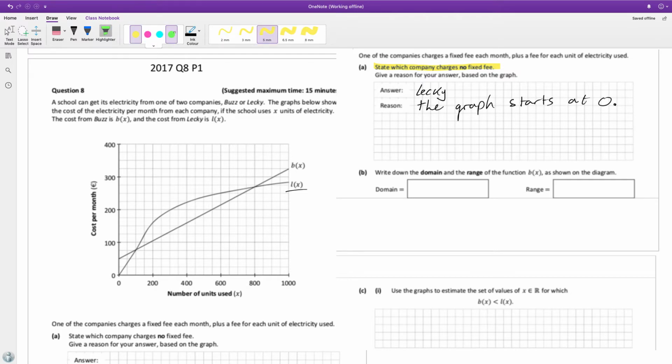So down here, the number of units used, 0, 200, 400, 600, 800, and 1,000, yeah? And the cost per month is in cent. So if they use 0 units, so they don't turn on their electricity at all, they get charged 0. But if you look at Buzz, Buzz starts there, doesn't it? So before they ever use a single unit of electricity, they start here. Anyone know what that's called with electricity? A standing charge. All right, that's a standing charge.